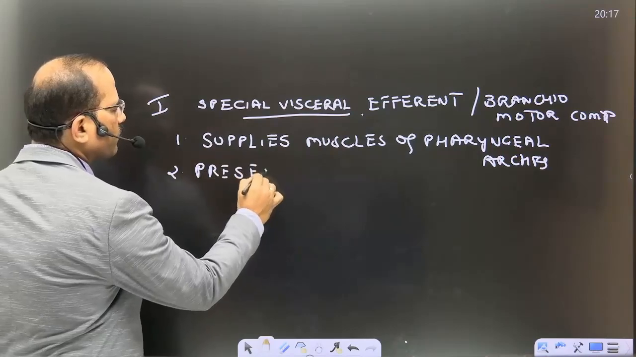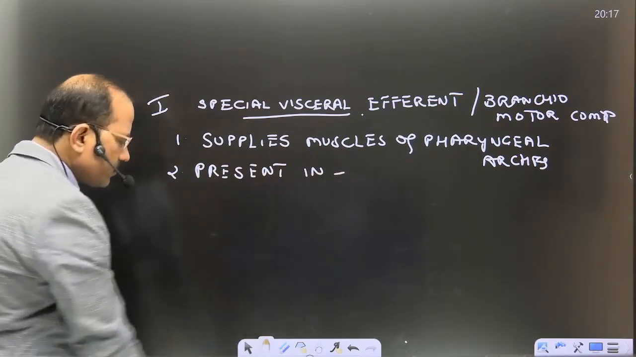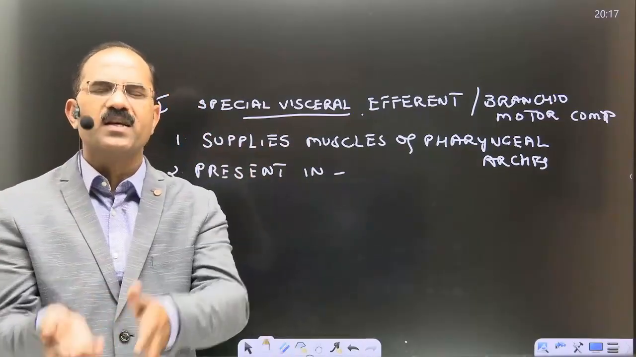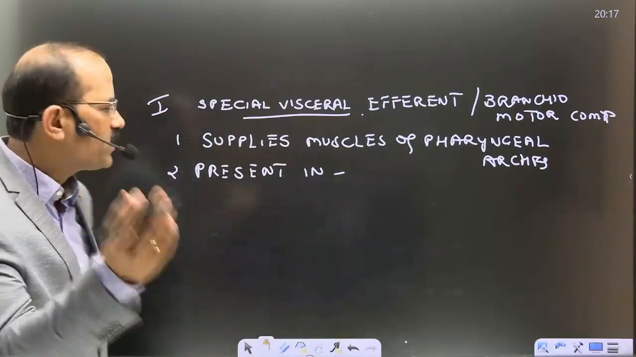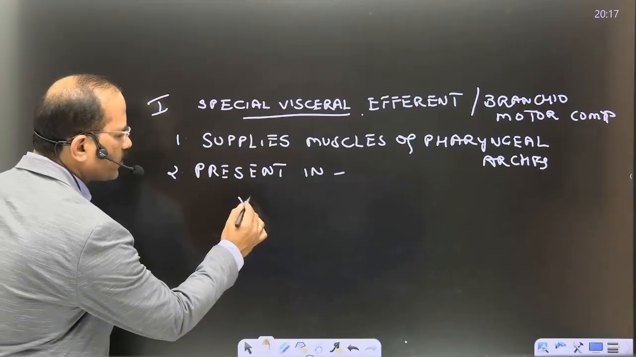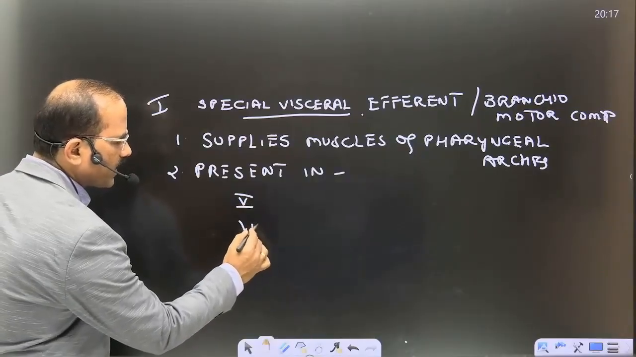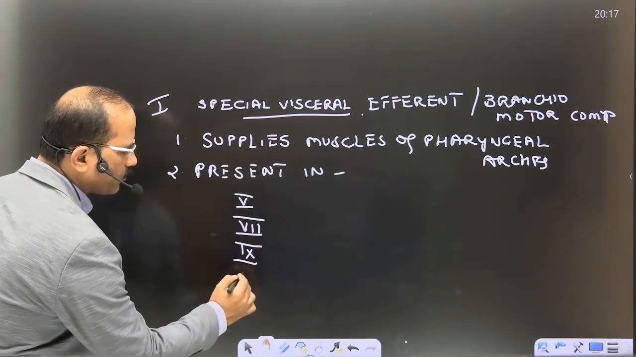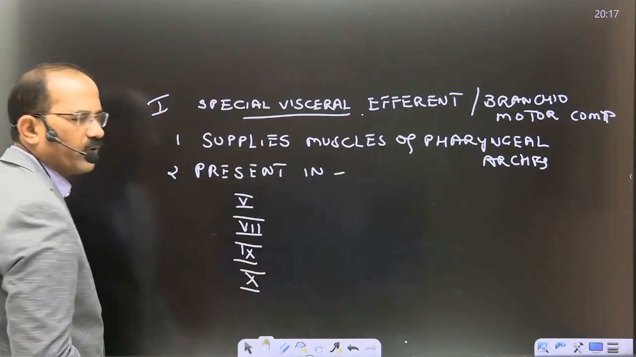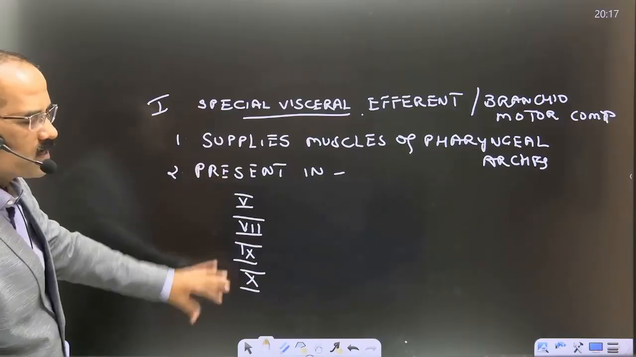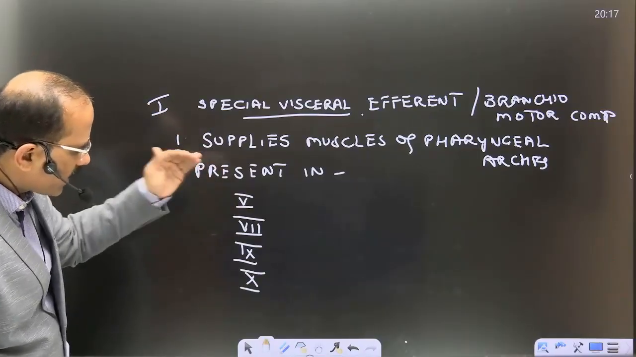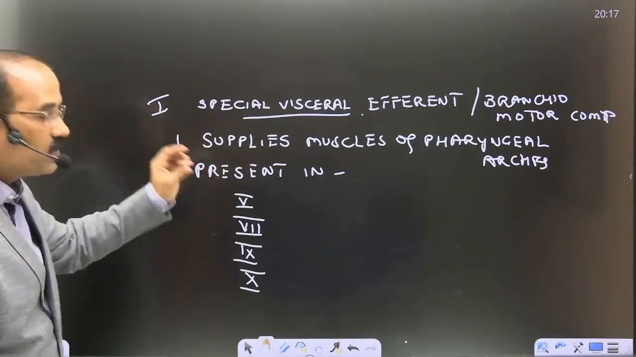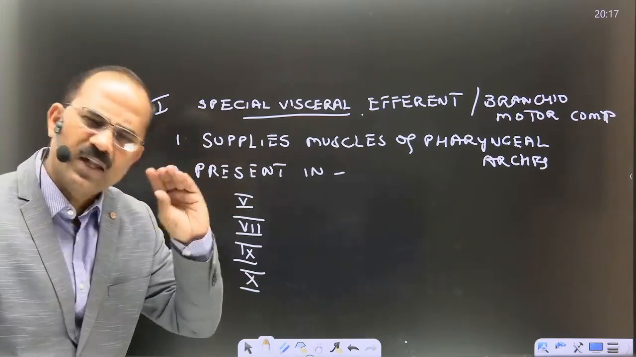It is present in which cranial nerves? It would be present in the nerves of the pharyngeal arches. Now we know the nerves of the pharyngeal arches, and these nerves will have this component. So which are the nerves of the pharyngeal arches? The nerve of the first arch is the 5th, the nerve of the second arch is the 7th, the nerve of the third arch is glossopharyngeal, and the nerve of the 4th and 6th arch is vagus, right? So this component is present in the 5th, 7th, 9th and 10th cranial nerves. And these nerves will have their own nucleus.